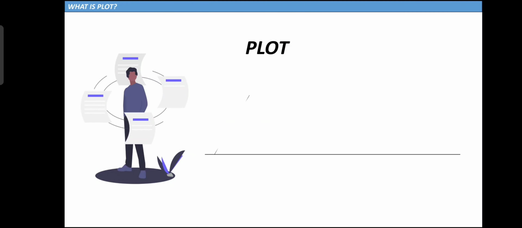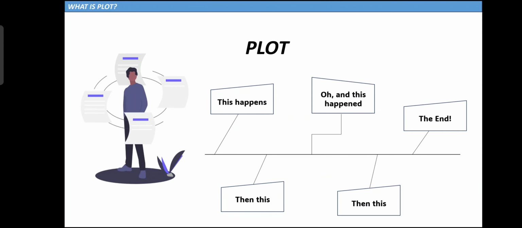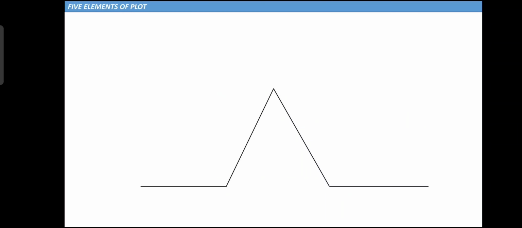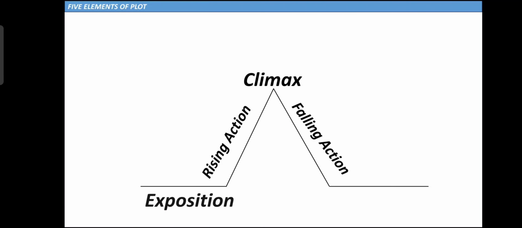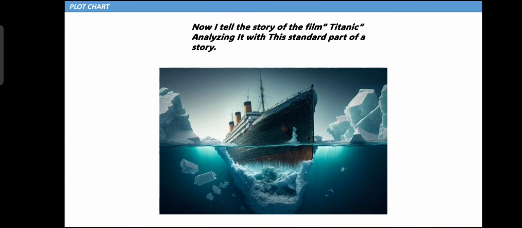However, the plot is not just a series of random events. What turns a story into plot is how the events unfold in a causal manner. There are five parts to the plot: exposition, rising action, climax, falling action, resolution. Now, I will tell the story of the film Titanic, analyzing it with these standard parts of a story.